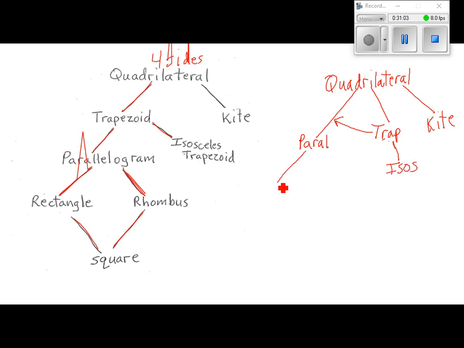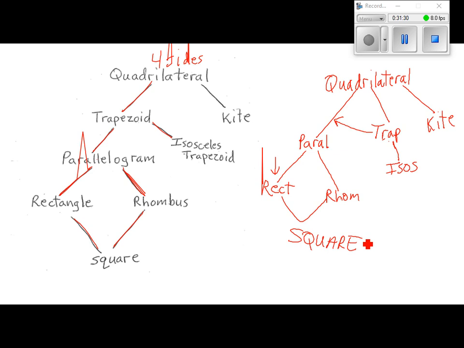If it did happen to be a parallelogram, then you keep going down this way and you check to see if it's a rectangle. If it is a rectangle, then you check to see if it's a rhombus. If it's not a rhombus but it's a rectangle, then you stop right there and you call it a rectangle. If it's both of these, then the very best name to give it is a square. So that's if we were trying to prove some shape of something.